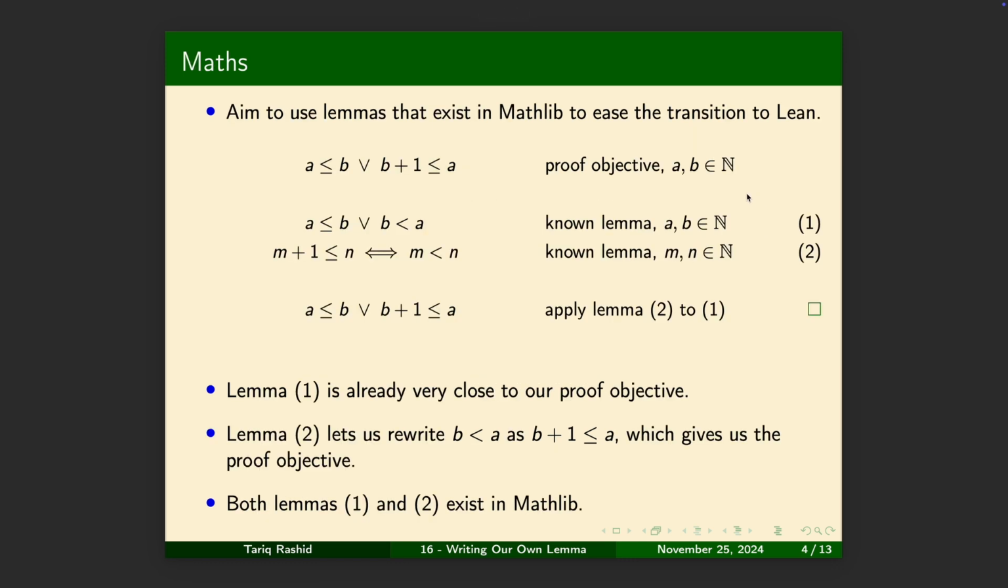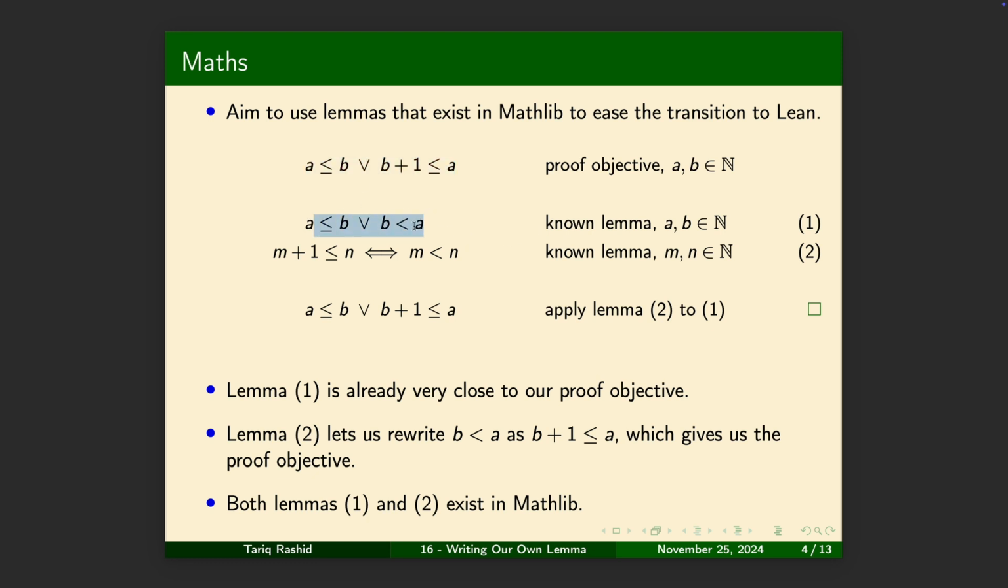So how would we do this? Well, we're not going to do it from the axioms up. We should make use of Mathlib lemmas in order to prove our one. So let's write this out. We want to prove this proof objective. This is our lemma that we want to prove: a is less than or equal to b, or b plus 1 is less than or equal to a. We're going to make use of two known lemmas that are in Mathlib, which will actually make our proof really short, but that's okay.